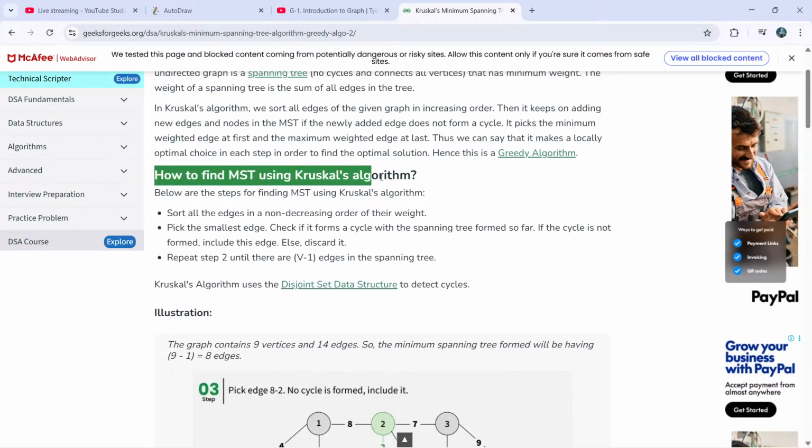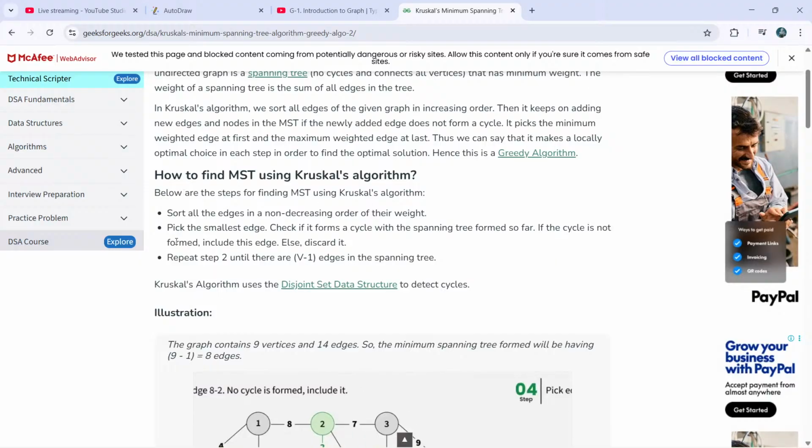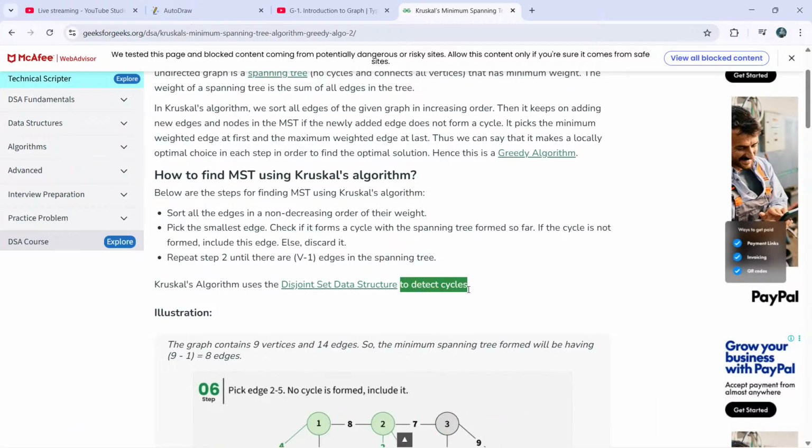How to find MST using Kruskal's algorithm. Okay, below are the steps. So there are 3 steps mainly. Disjoint set data structure to detect cycles.